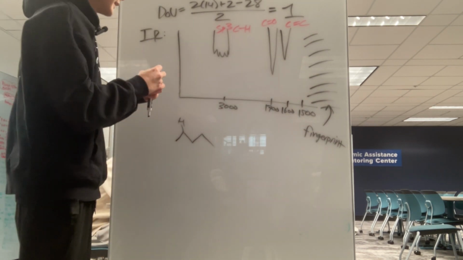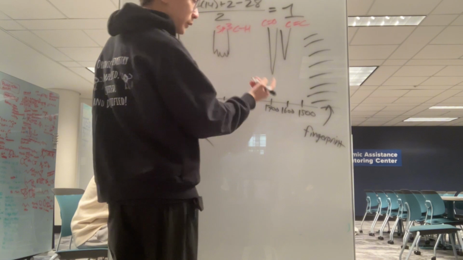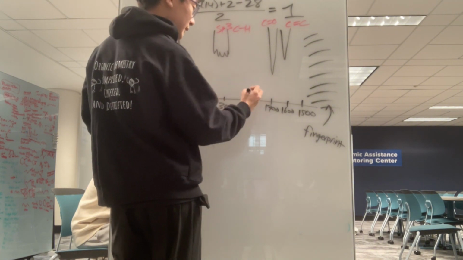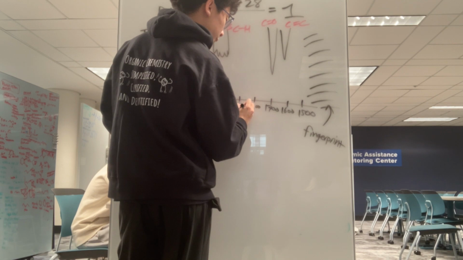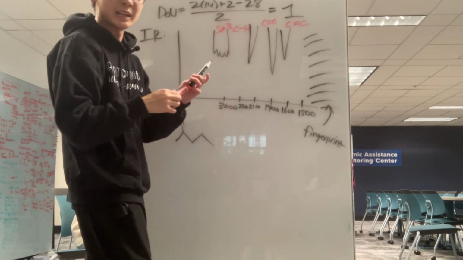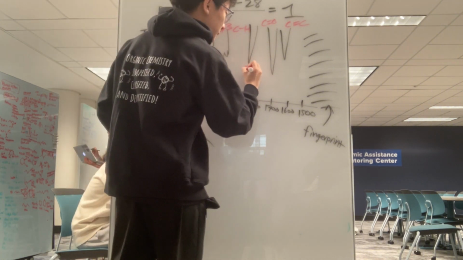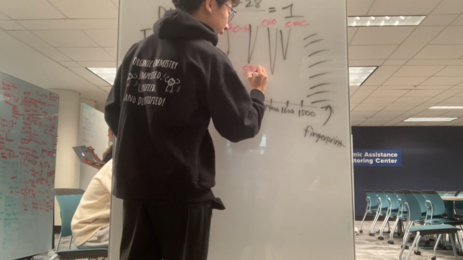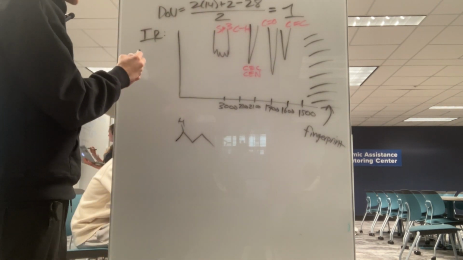Now, at around 2100 to 2300, if you see a sharp peak around there, that's your alkyne region, your triple bond region, actually. C triple bond C or C triple bond N. So it could be an alkyne or a nitrile.